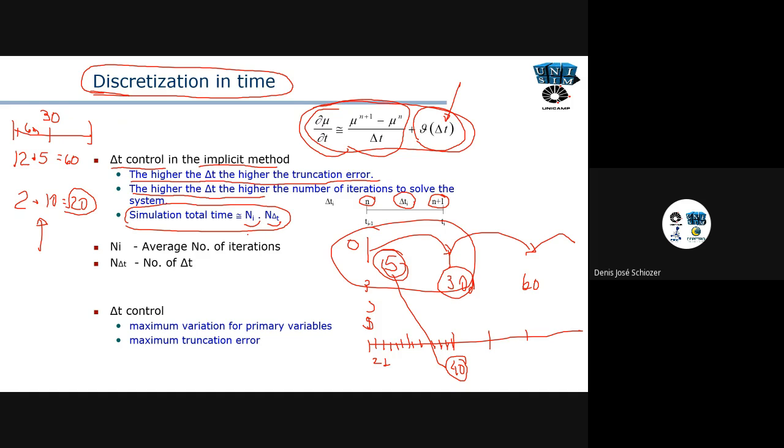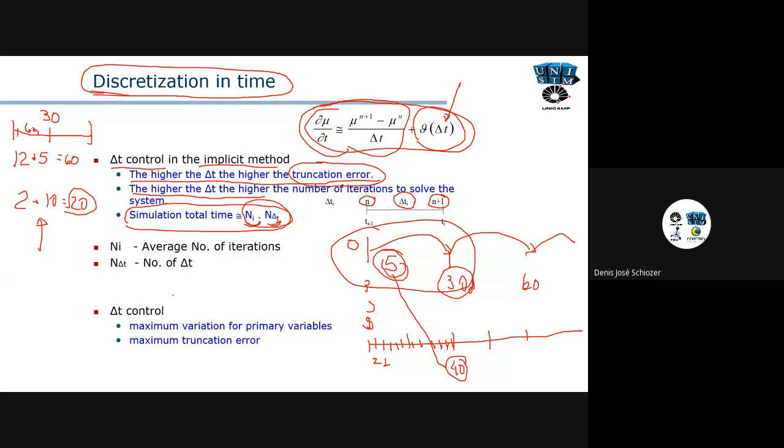So I have to consider these two aspects: the simulation time, which is the number of time steps times the number of iterations, and the quality of the solutions. Of course, I want a smaller truncation error. So I want to use the smallest time step I can if the simulation is faster, okay?